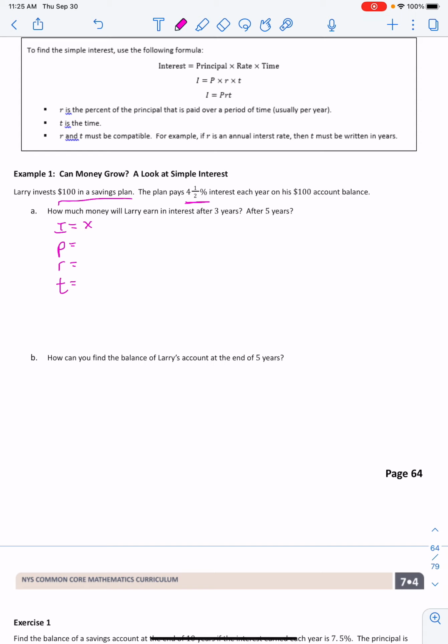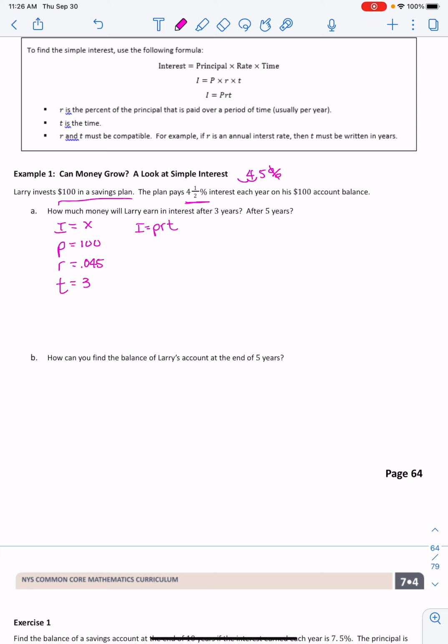Our principal is $100. Our rate is 4.5%. So when I drop that percent and move it over twice, I get 0.045. And time is 3 years. So now I have I equals P, R, and T.